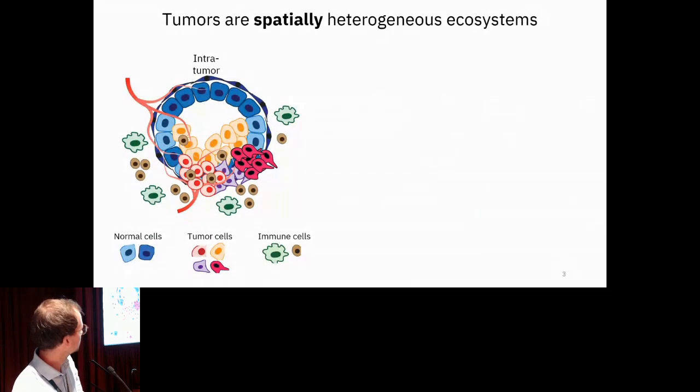So here you see a picture of a tumor with its different cell types. Here in blue we have some different normal cell types in these bluish colors, along with some different tumor subclones in reddish colors, and then also some cell types from the tumor microenvironment, like immune cells or stromal cells. And all these different cell types are now interacting with each other in this tumor microenvironment.